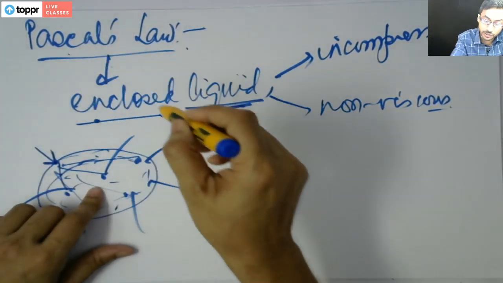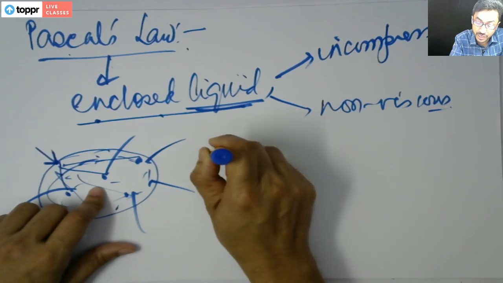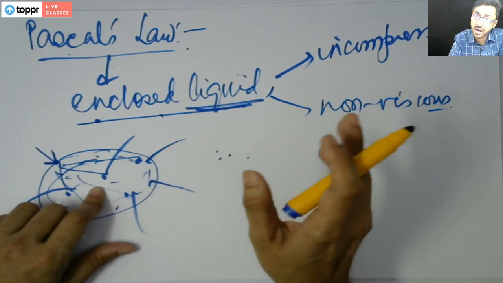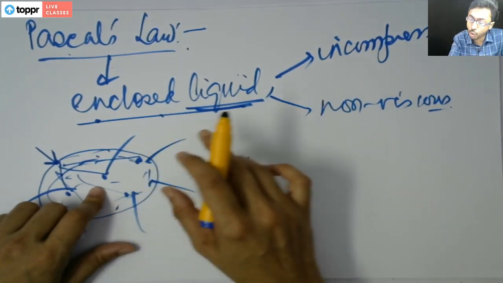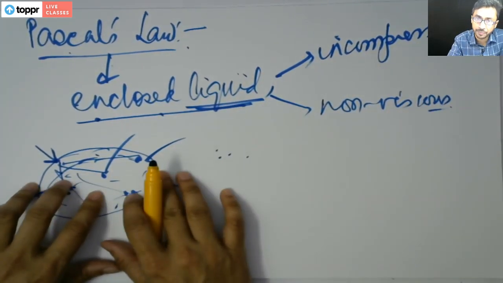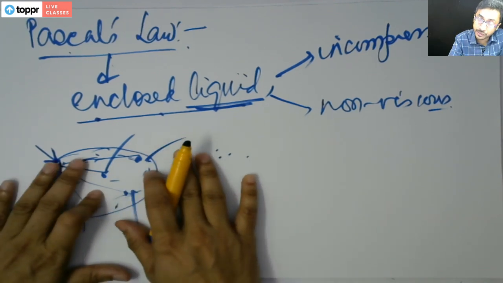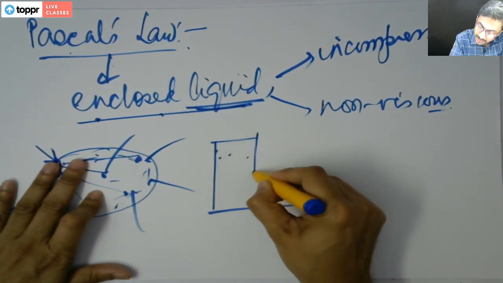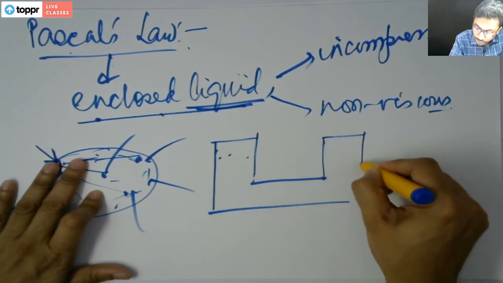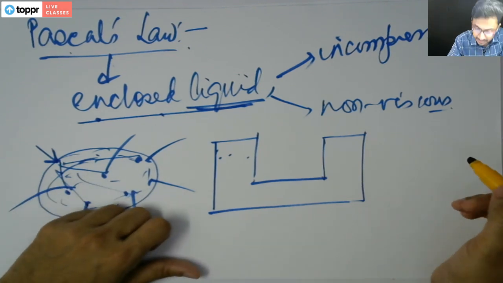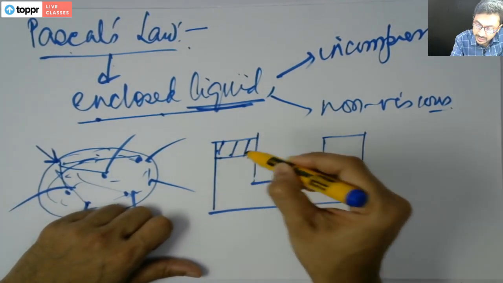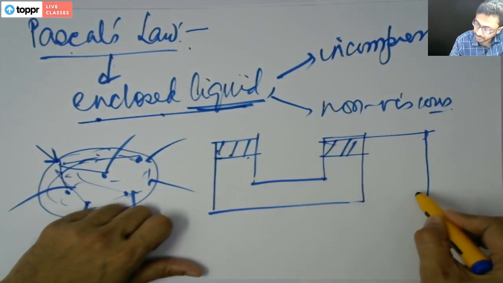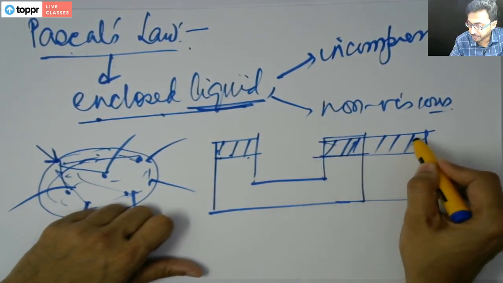So Pascal's law states that when a pressure is applied to an enclosed liquid, then the pressure is transmitted undiminished to all the parts of the liquid. And this Pascal's law is used in many useful engineering applications, such as the hydraulic lift. What is that? A very interesting application of this.